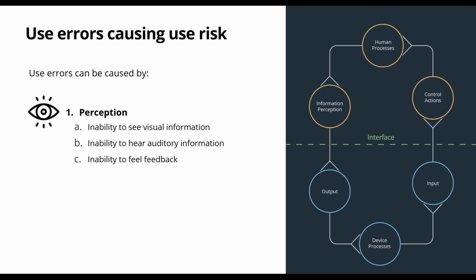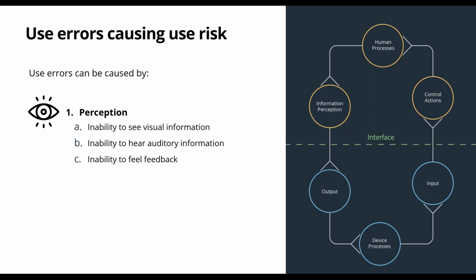Use error can be caused by a number of different aspects. If we look back at this perception, cognition, action model, at the top you have the user processes. The users perceive information from the interface, they process that information, decide what to do with it, and make a decision about what to do next. And then the user will do something. It's also called the see, think, do model, which is a bit simpler to understand. You see something, you think about it, and you decide to do something, which is often a bit more accessible than perception, cognition, action.